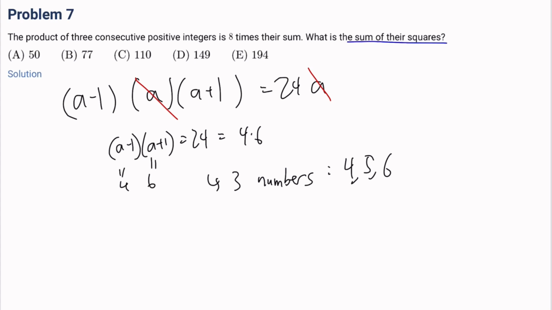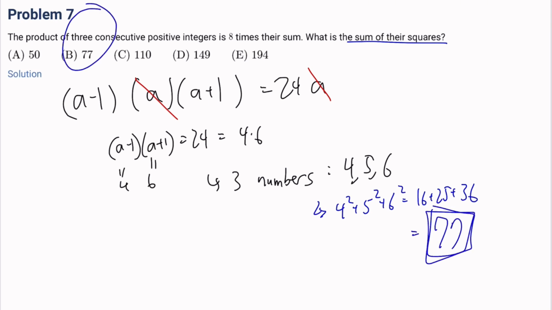But we want the sum of their squares, so 4 squared plus 5 squared plus 6 squared equals 16 plus 25 plus 36. And that is equal to 77. So the answer is 77. It's B.